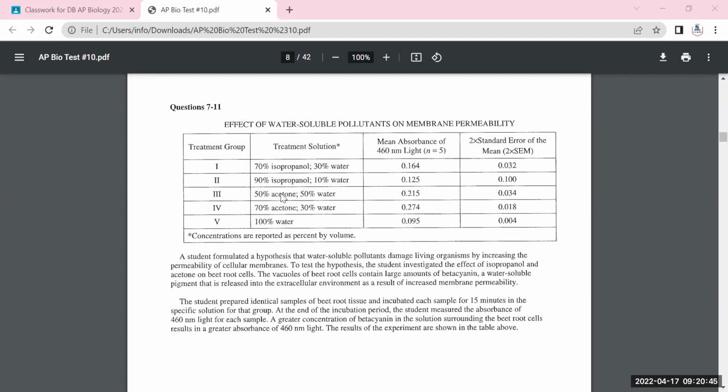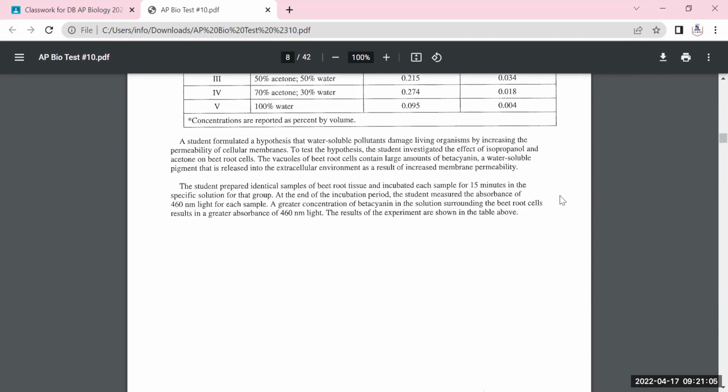So betacyanin, and then you looked at absorbance at 460 nanometers. Absorbance is how much light is absorbed, how much is deflected.